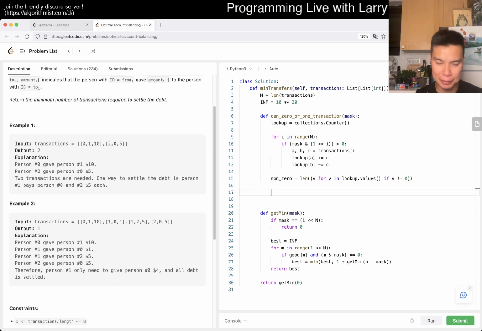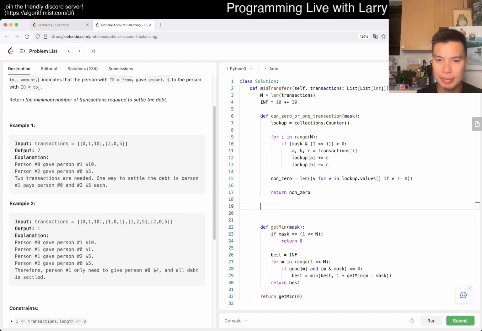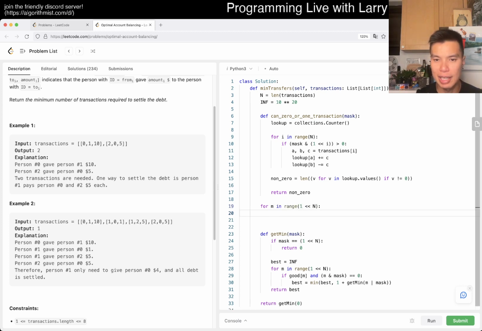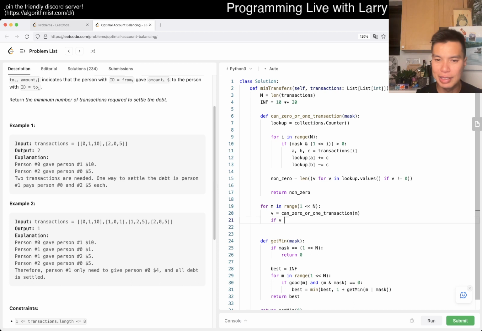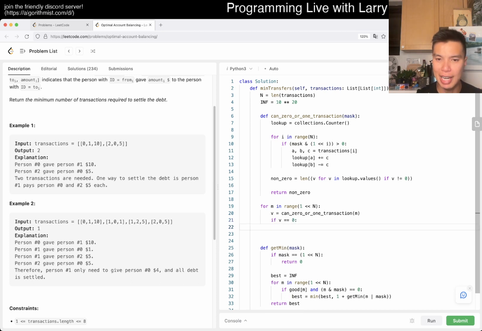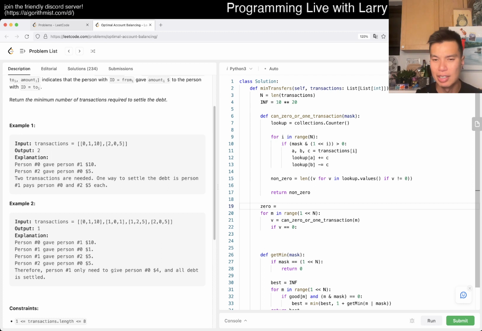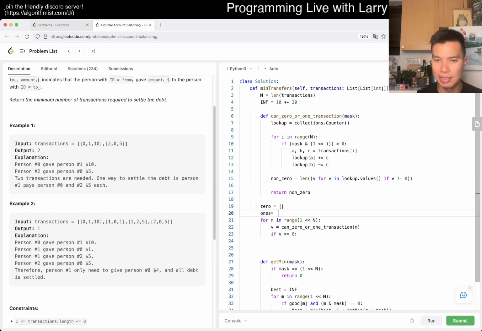And then basically now we return this number maybe, and then here maybe we put in two classes, right? So for m in range of 1 to n, we want to say it of m, right? So let's just say this is equal to that. If v is equal to zero, that means that you can do zero transactions. So maybe we have two things. Zero is equal to do, and then one is equal to do, right? So then zero dot append m.